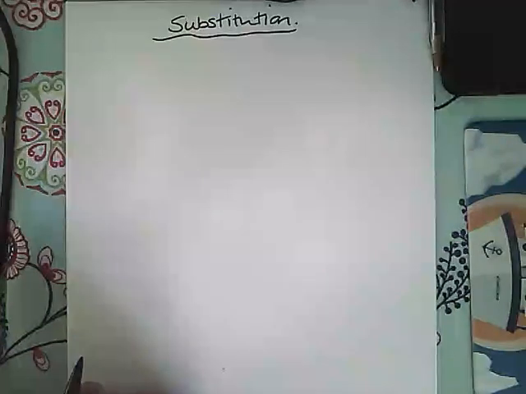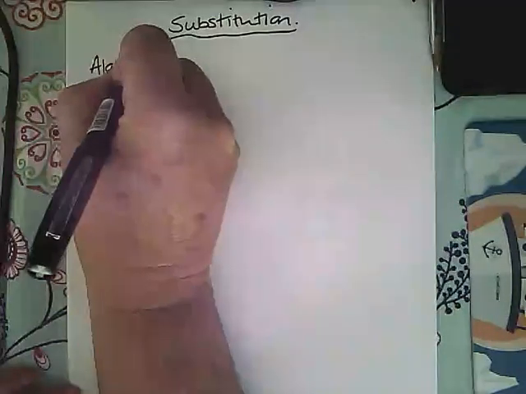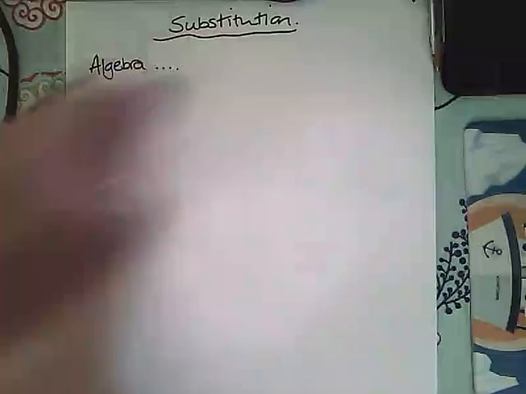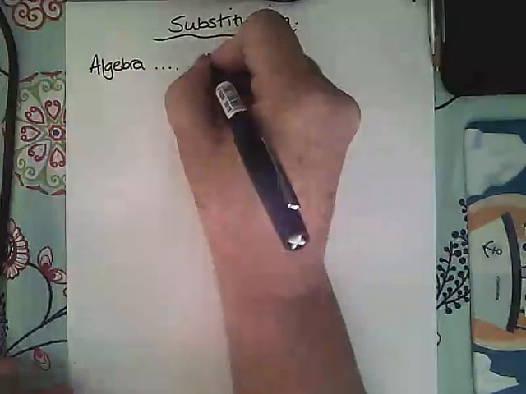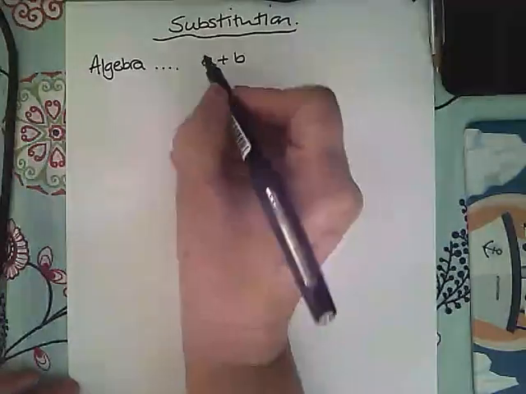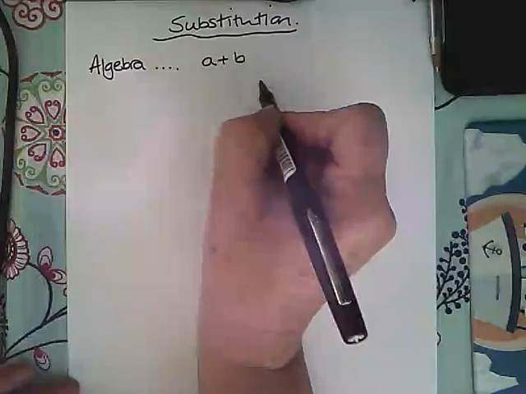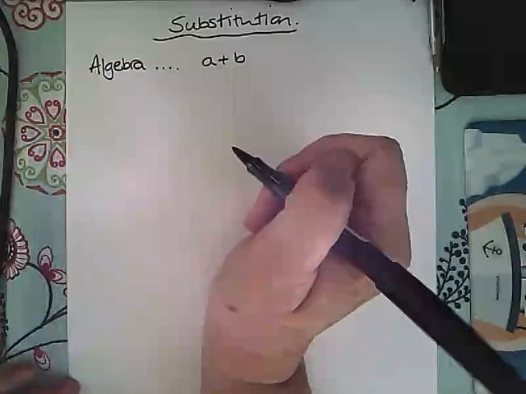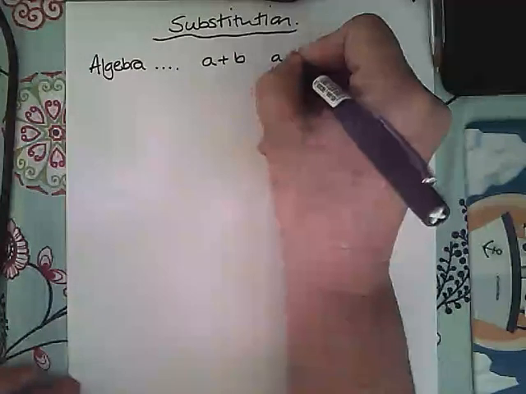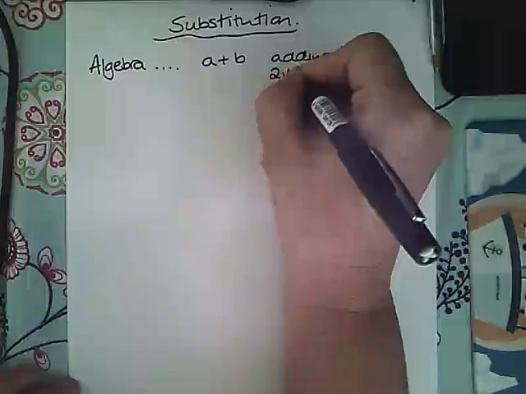So before we get into the substitution part of this, we just need to have a little recap on some algebra and what the notation means. For example, if we have A plus B in algebra, that means we're going to have whatever value A does and add it to B, and that would give us our final answer. So we are adding the two values.